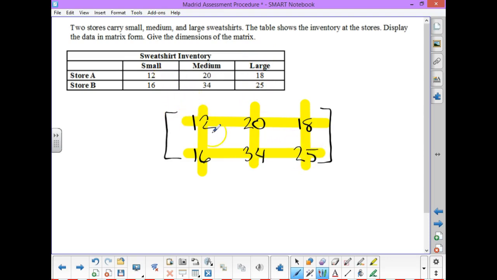So now this data has been entered into a matrix form and we're done. What we can do is give it a name. Just in general, A works, for matrix A.